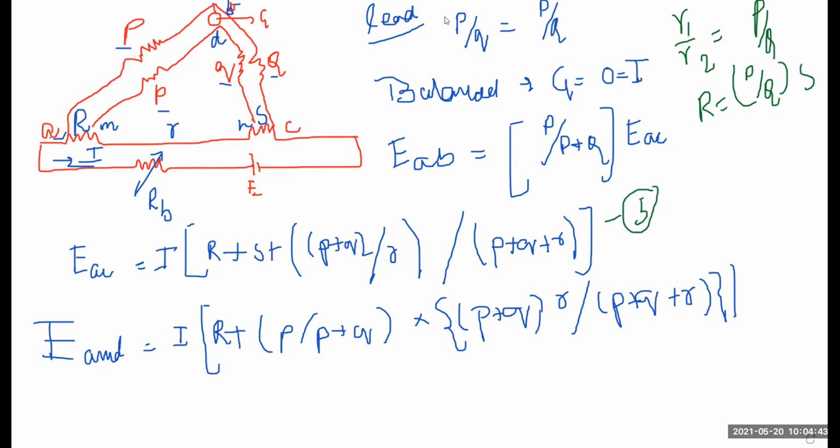Now I will write again the derivation for EAC, because I need to replace EAC. So how will I do it? Let us do that. Now EAC can be written as I times, in brackets, PR divided by P plus Q plus R.